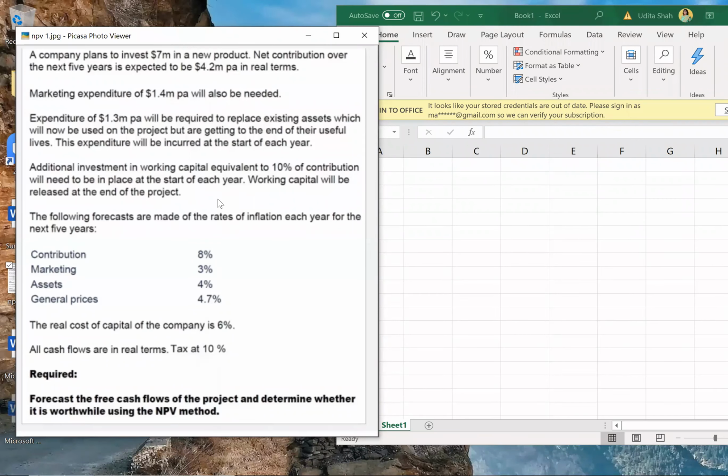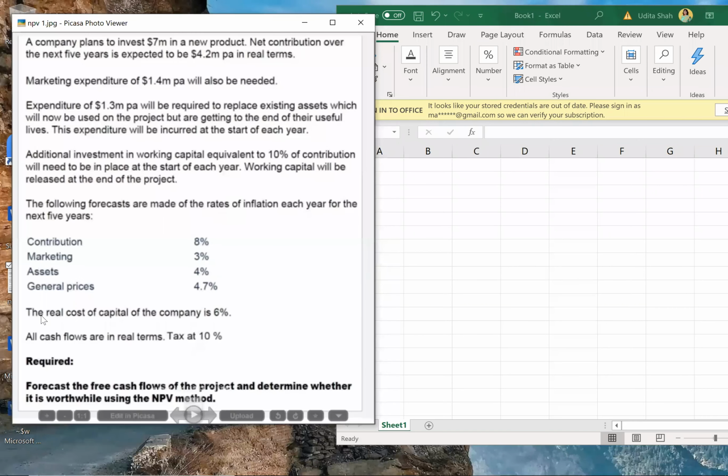The real cost of capital, see, the word real means what? Real discount rate. Okay, the real cost of capital is how much? 6%. I don't want the real cost of capital, I want the nominal cost of capital, with inflation. That's why I had given you the formula. Remember the formula? 1 plus nominal discount rate is equal to what? 1 plus real cost of capital into 1 plus inflation of which prices? 1 plus inflation of general prices. All cash flows are in real terms. Okay, everything is in real terms, so we have to add inflation to everything.